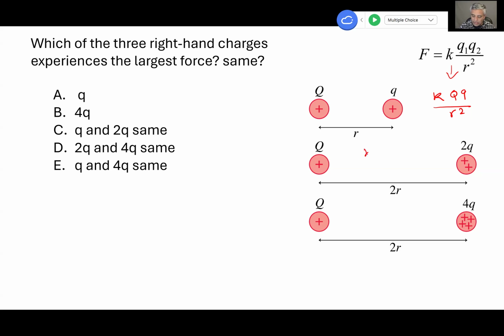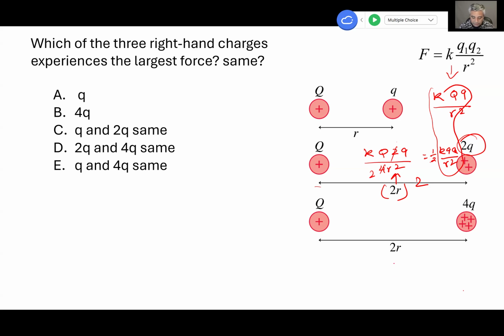Now, what's the force between these two? K, Q, 2q over R squared, where here this is 2R. So that means 4R squared, because 2R squared means 4R squared. Okay. So now what do we see here is, if I were to cancel this 2 on the top, it's going to be half of KQq over R squared. See, this is exactly half. The force on 2q is exactly half.